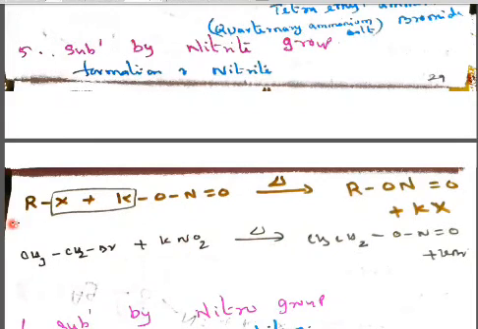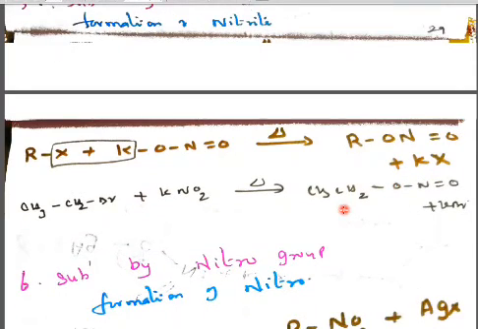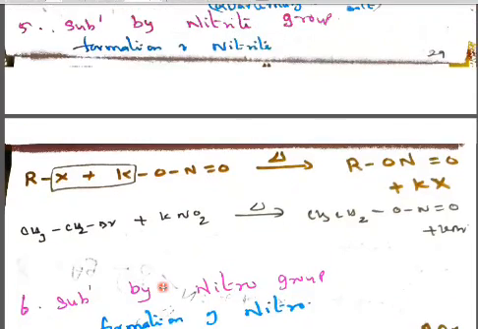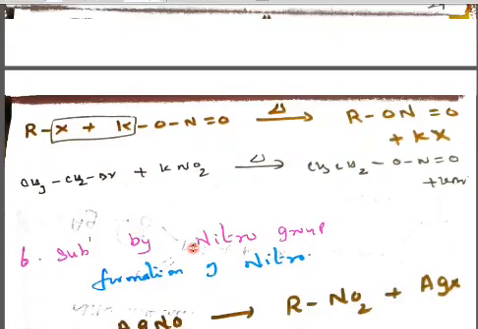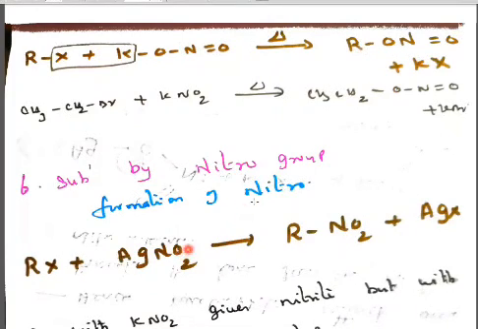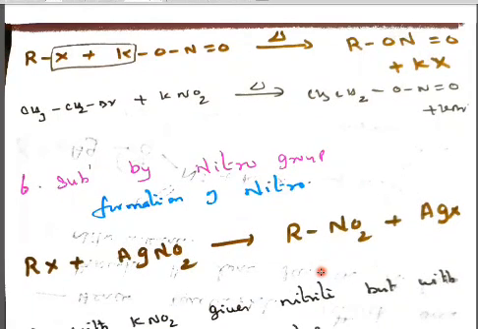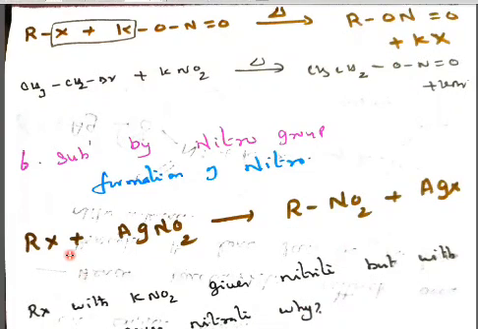Next is substitution by the nitrite group, formation of nitrite. Nitrite is NO2. So here RX with potassium nitrite, KNO2, which we can write as K-O-N double bond O. Here KX is removed. So we got R-O-N double bond O, ethyl nitrite. KNO2 is an ionic compound, while AgNO2 is a covalent compound. So we do not get the O-N double bond O group; we will get NO2, which is called the nitro group. So AgX is formed and RNO2 is a nitro group.